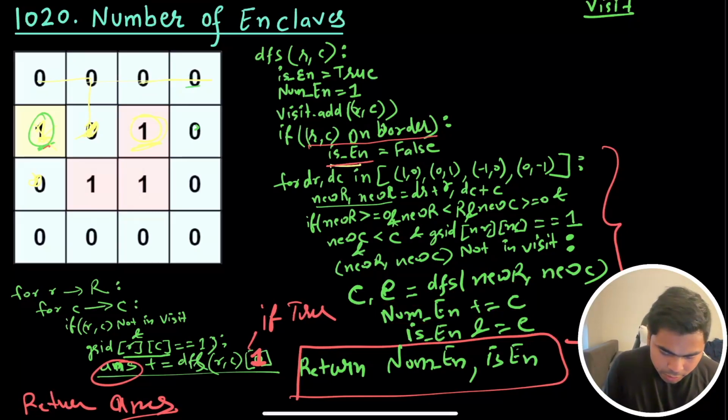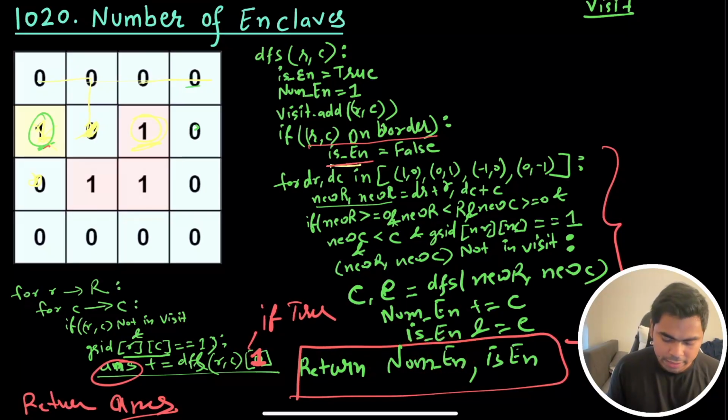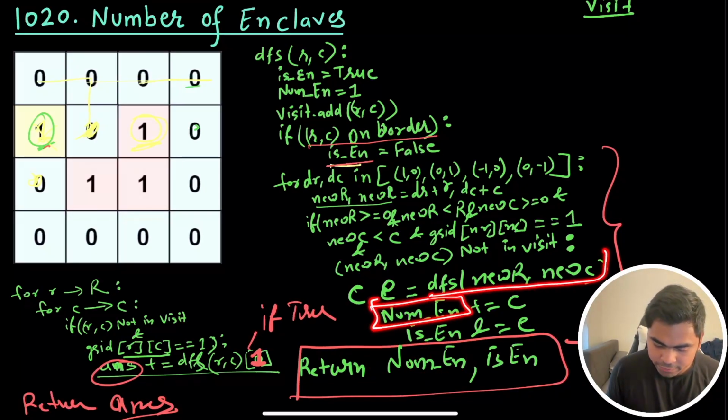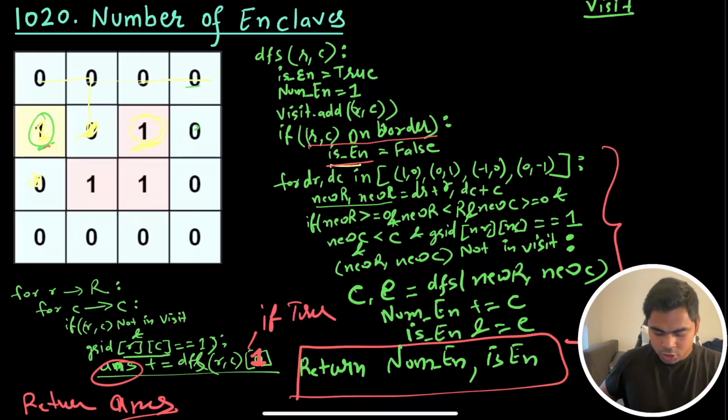Just one more thing: because this number of enclaves is 1, even if nothing is counted here, it will still return 1 from here, which can later be added right here when your DFS returns to your neighboring cell. All right, too much talking. Let's write the code.